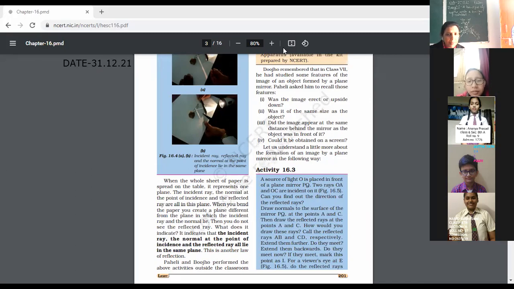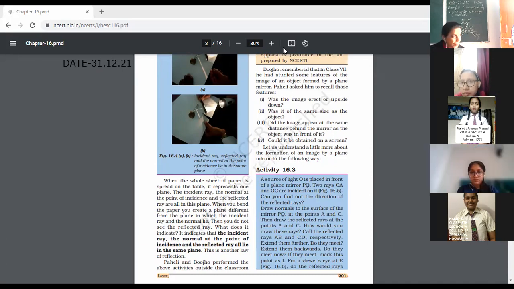Second, an erect image is formed, meaning as you are, it looks the same. Of the same size it is. Same size, yes. It is erect. Tell me more. Same size, ma'am. Same shape. Same color. All things are the same.